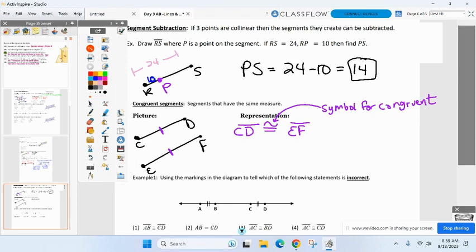Never, and you tell me why, never will we say two lines are congruent. Never. Why? What do we know about lines? They're infinite. They can't be congruent. All right, the only thing for now anyway, we're going to put more things congruent, but for today anyway, the only things that are going to be congruent are line segments.